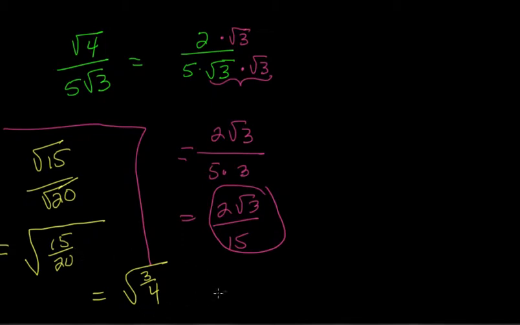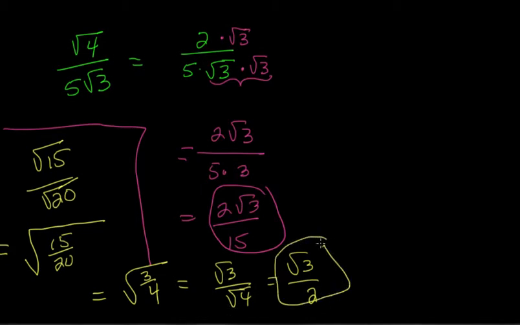So now I'm going to just break it back up. Square root of 3 over the square root of 4. Just use this property of quotients, where I took the radical over the whole thing, and then I've got the square root of 3 over the square root of 4, which is root 3 over 2, because the square root of 3 is the square root of 3 and the square root of 4 is 2, and we're done.